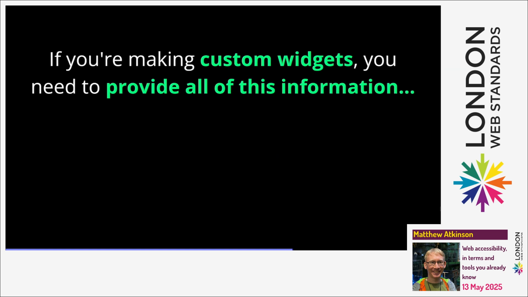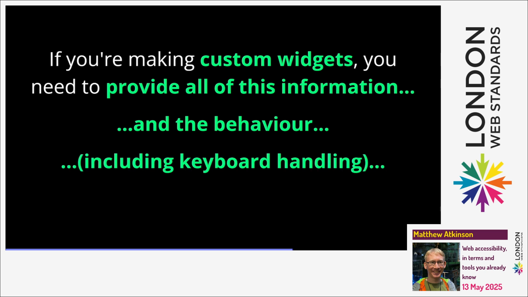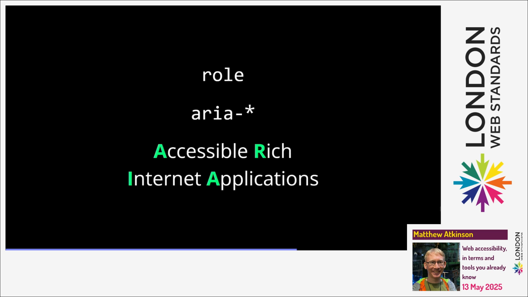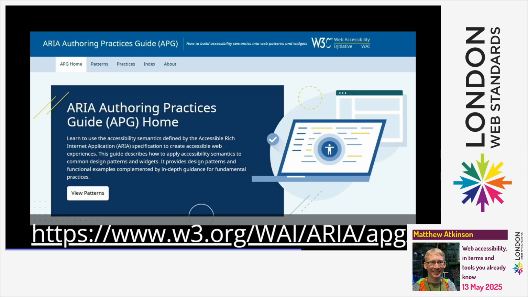If you make a custom element, you have to provide all of that information because it's not there by default, and the behavior, including keyboard handling and the styling. So this is why generally you should avoid doing that. If you do need to do it, you can use the role attribute and the various ARIA dash attributes that you've probably seen. ARIA stands for Accessible Rich Internet Applications, which is another standard from W3C, which helps you provide this information. And like WCAG, there's a really good guide if you need to make custom widgets on how to do that. But again, the goal is to try and avoid needing to do that. But if you do need to do it, there's a good reference there.